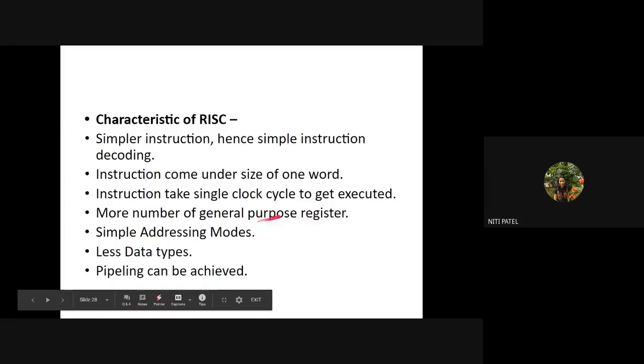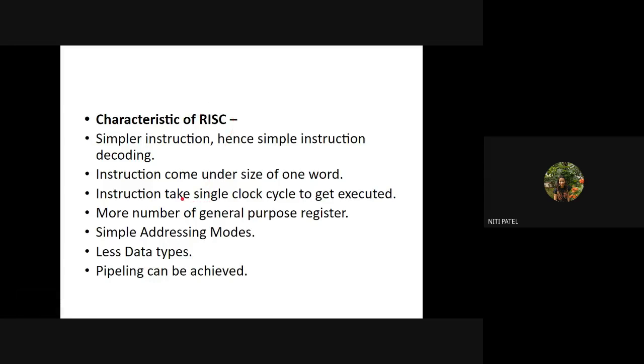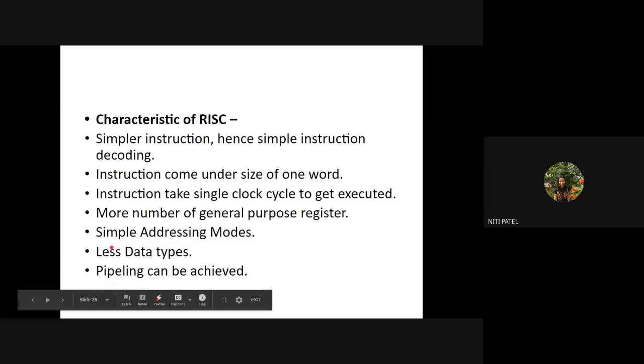More number of general purpose registers. Your RISC processor has more general purpose registers. Just as your 80386 has 8 general purpose registers, your RISC also has general purpose registers, which are more in number. It has simple addressing modes. We have addressing modes in 80386. The same types of addressing modes, or a few more, will be there in your RISC processor also.